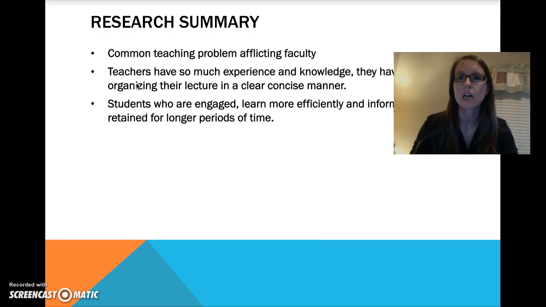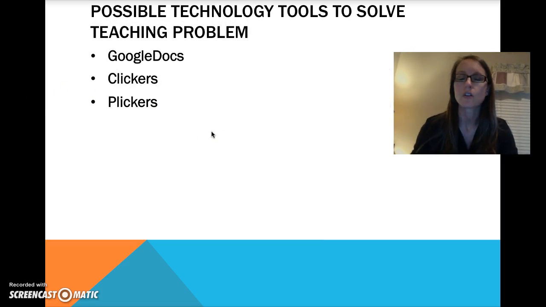can understand it. I especially wanted to solve this problem because I had a physics teacher that spoke in terms that we couldn't understand. And if he used a tech tool, like the one I'm going to be explaining further, I think we could have understood the material a lot better. Because let's face it, students who are engaged learn more efficiently and information is retained for longer periods of time. And that's what we want. We want students to retain the information so they can use it further down the line.